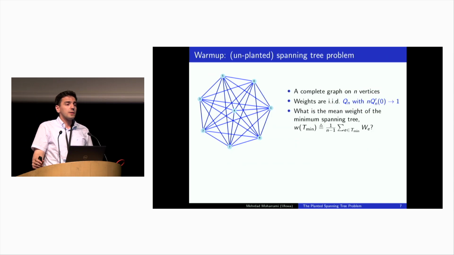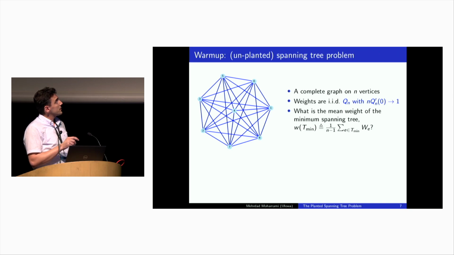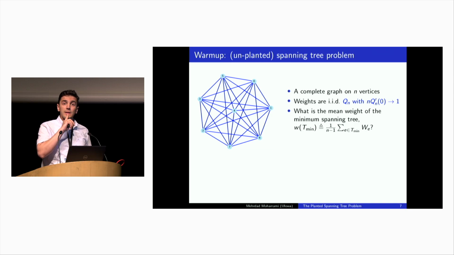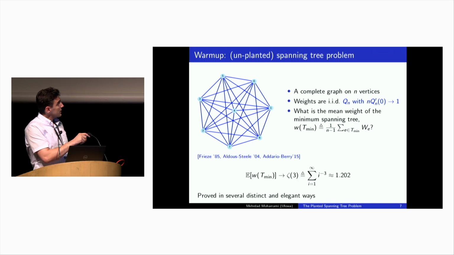So I'm going to talk about the main idea behind the proof. And as a warm-up, let's just forget about all the planted edges, and let's think about the unplanted model, where all the edges are coming from distribution Qn. And the problem of interest in here is, what's the weight of the minimum spanning tree? This is known as the random zeta(3) problem, a result in which, using a series of different methods, people have shown that the expected weight of the minimum spanning tree in here converges to zeta(3).